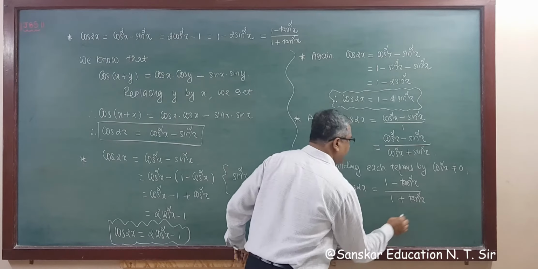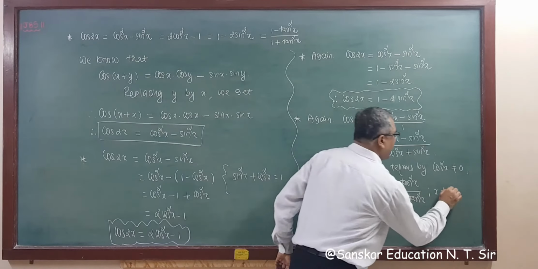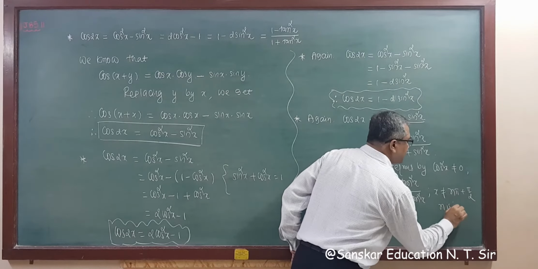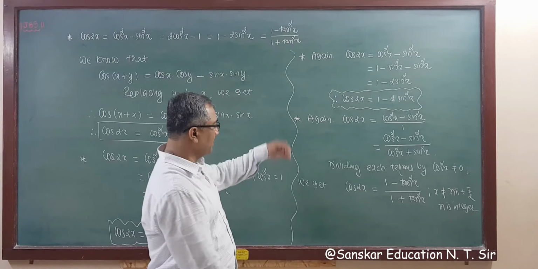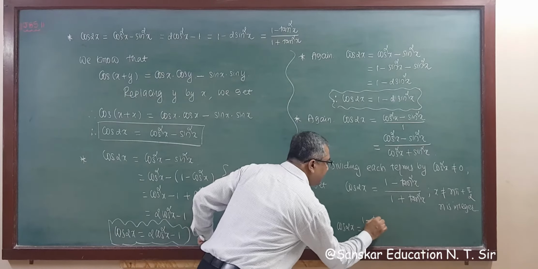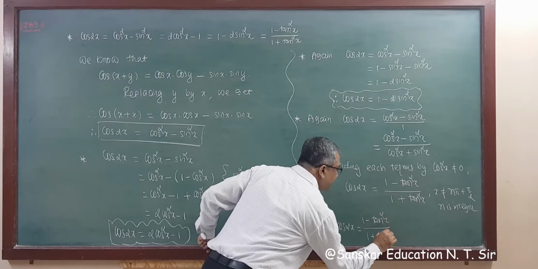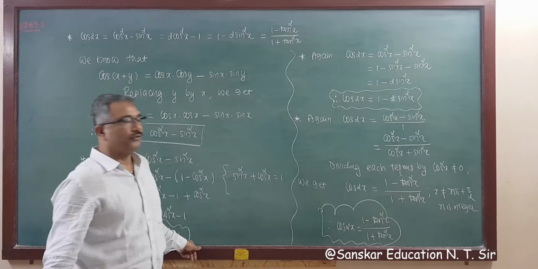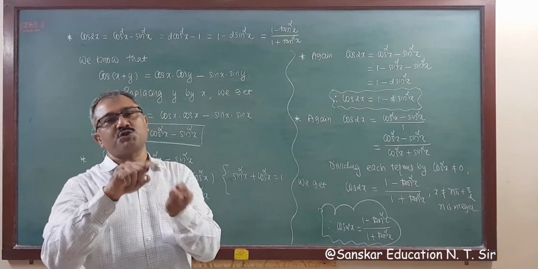not equal to n pi plus pi by 2, where n is an integer. So your fourth formula is cos twice x is equal to 1 minus tan square x upon 1 plus tan square x. So this is your fourth formula. So remember, for cos 2x, the only one formula is cos square x minus sin square x.